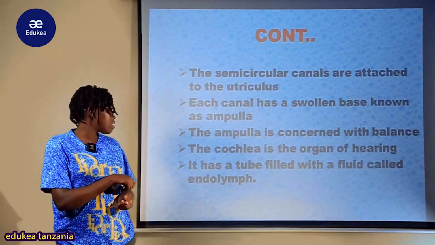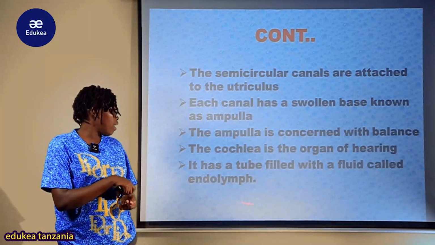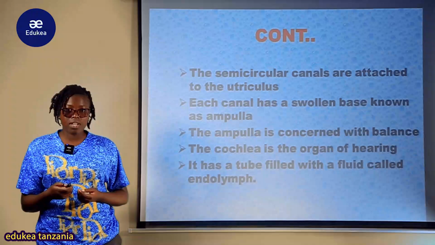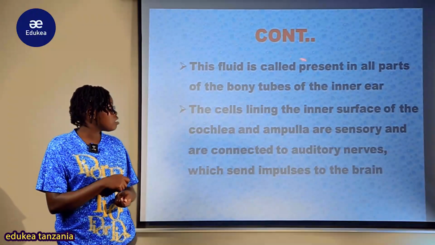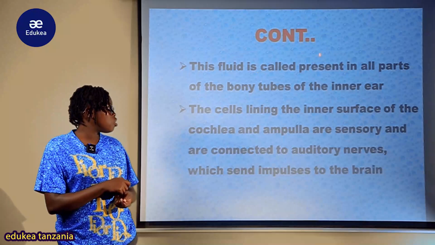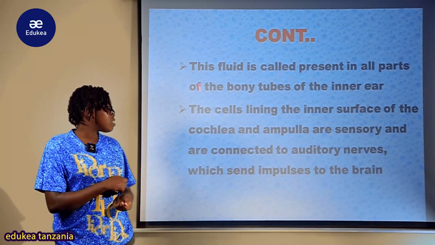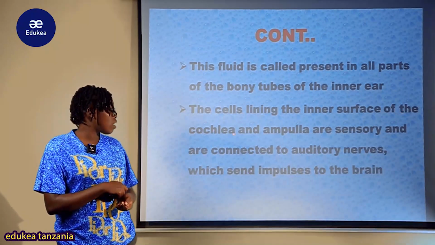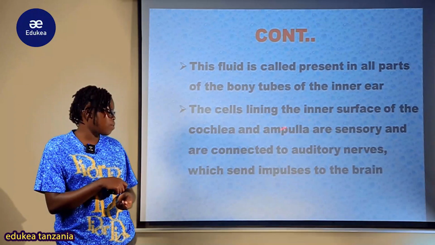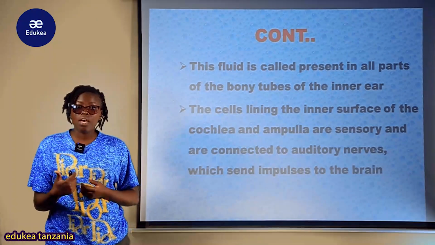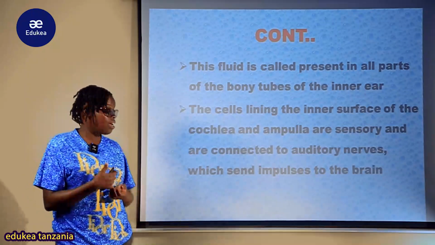Na vile vile it has a tube filled with fluid called the endolymph. Inakuwepo na fluid ambayo inaitwa endolymph. So this fluid is present in all parts of the bony tube of the inner ear. And the cells lining the inner surface of the cochlea and ampulla are sensory and are connected to the auditory nerves. Ambao auditory nerves ndio zile ambazo zinapeleka information to the brain kwa ajili ya interpretation.